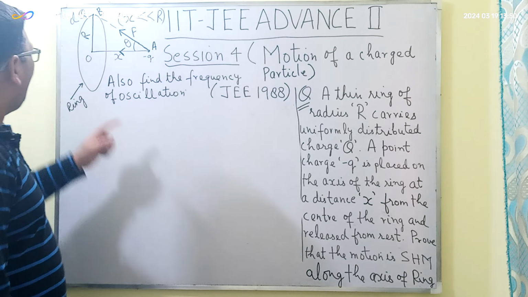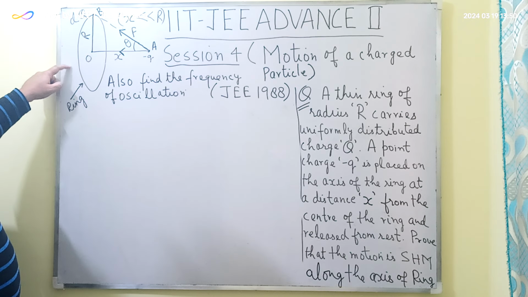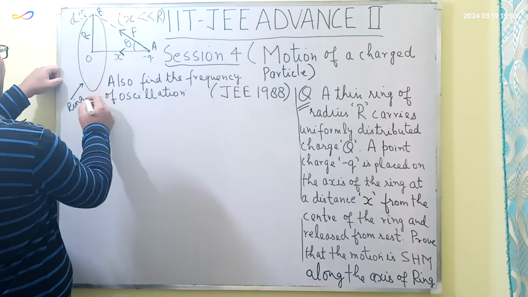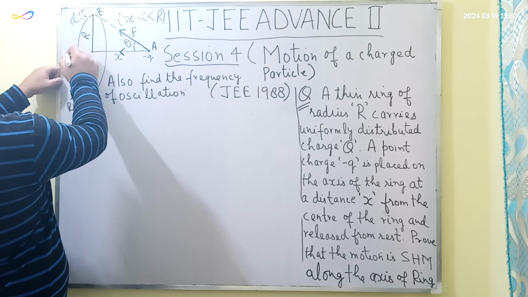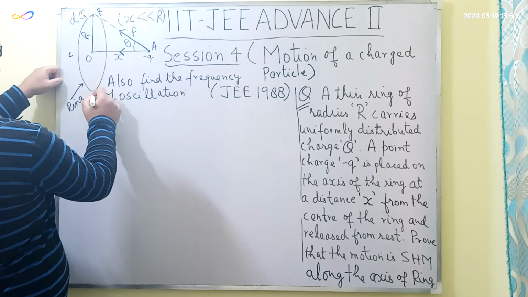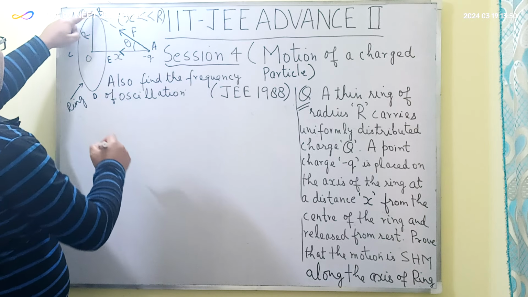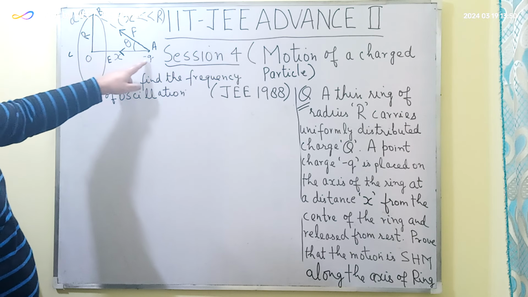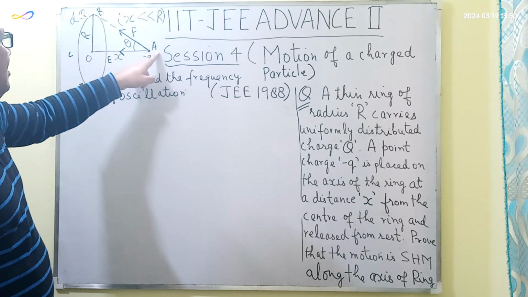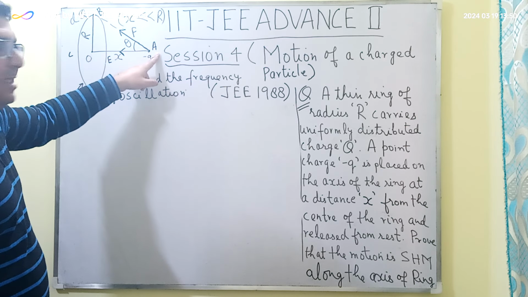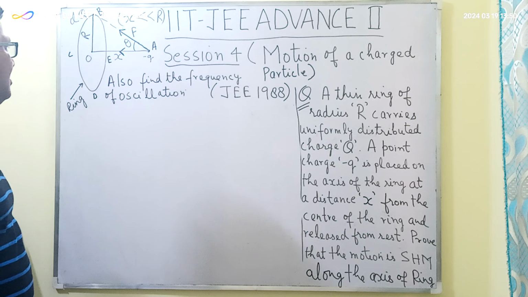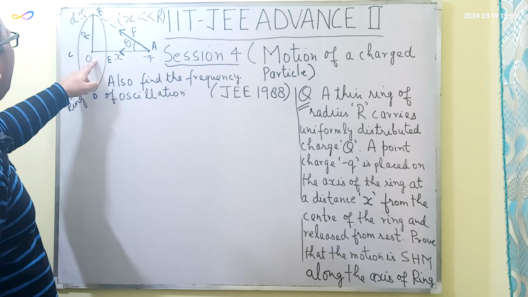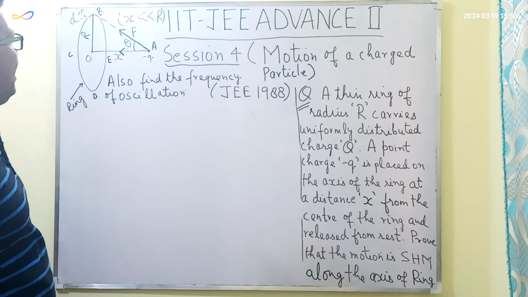So in order to save time, I have already drawn one figure. In this figure you can see that I have drawn one ring. Let us denote this ring as B, C, D and E. So B, C, D, E is the ring, and O is the center of this ring, and a charge minus Q is placed on the axis of this ring. This point I have depicted as A, and the distance of this negatively charged particle is x from the center of the ring, and the radius of this ring is capital R.